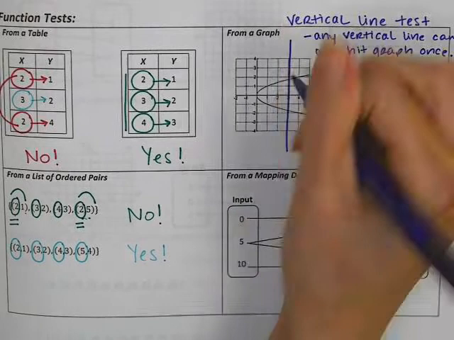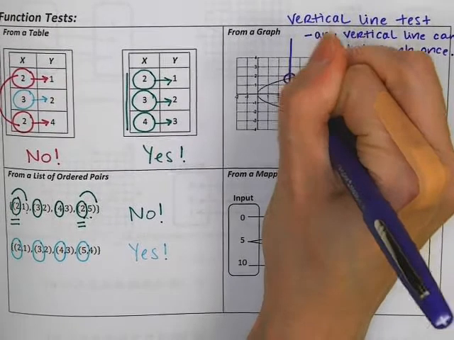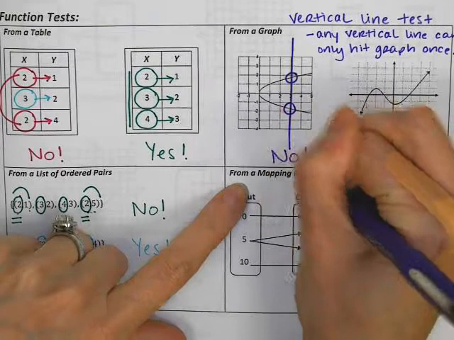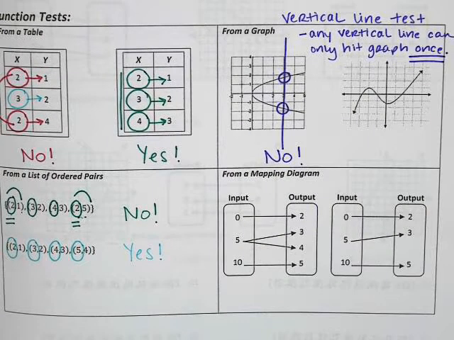Okay, but if you look at this one, look at this one. When you draw the vertical line, it hits the graph twice. That means that it's no. It's not a function. You're only allowed to hit once in order to be a function.